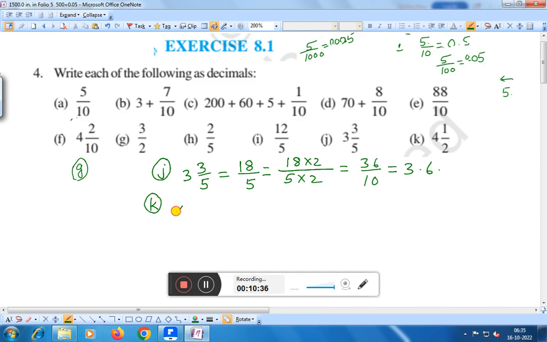Now K. What is the value of K? 4 whole 1 by 2. Then change it into a fraction. 4 times 2 is 8 plus 1, 9 by 2. That is 9 by 2. To make the denominator 10 or 100, you multiply it by 5, and you have to multiply the numerator also by 5. That is 5 times 9 is 45, and 5 times 2 is 10. That means it is 4.5. This is the solution of question number K.